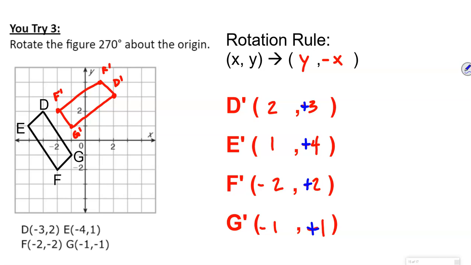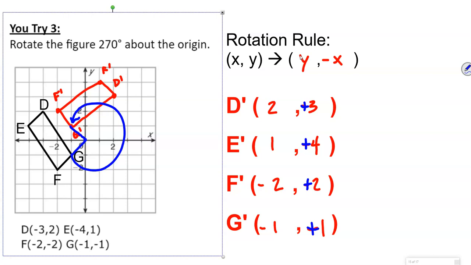Okay, so let's check it again. So if we go from the center to G and we go from the center to G prime, see that? Okay, and again, this was 270 degrees, right? So what direction do we move again? In the direction of the what? Yep, of the quadrant. So we're going for 3 quadrants. See that? There we go.